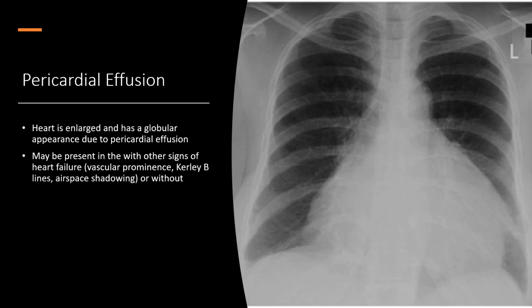Another pathologic finding you can sometimes identify on chest X-ray is a pericardial effusion. This is classically described as a globular appearance of the heart on chest X-ray. It may be found in the presence of other signs of heart failure or may be found in the absence of those signs.